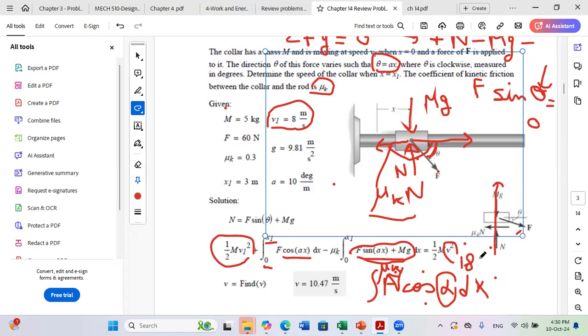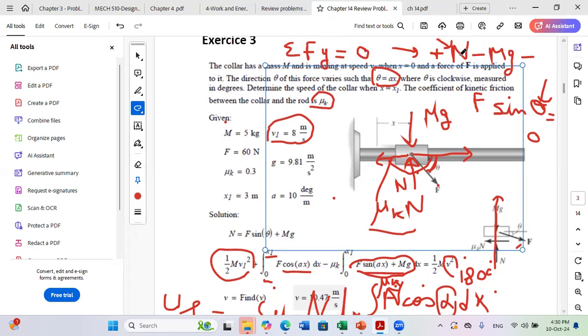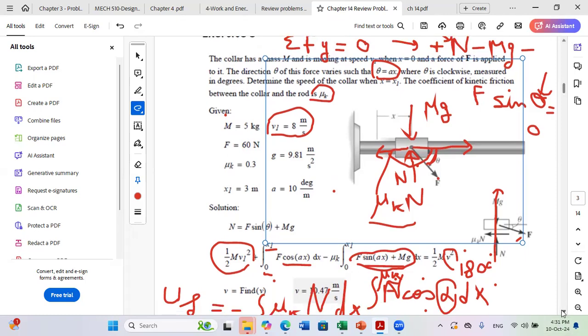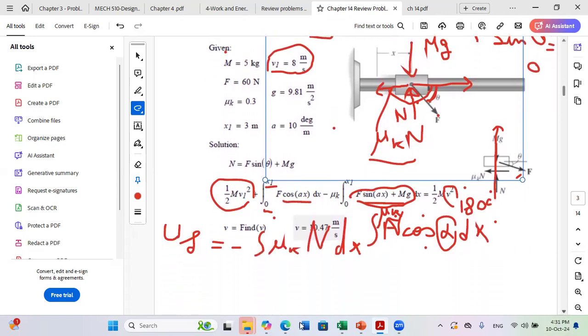That's why the work of the friction is negative, and the work of the friction force is equal to minus the integral of mu k N dx. Okay? Now, what is your normal? You calculate your normal from this equation. Your normal is mg plus F sine theta. So okay. Yes. Okay. Thank you.